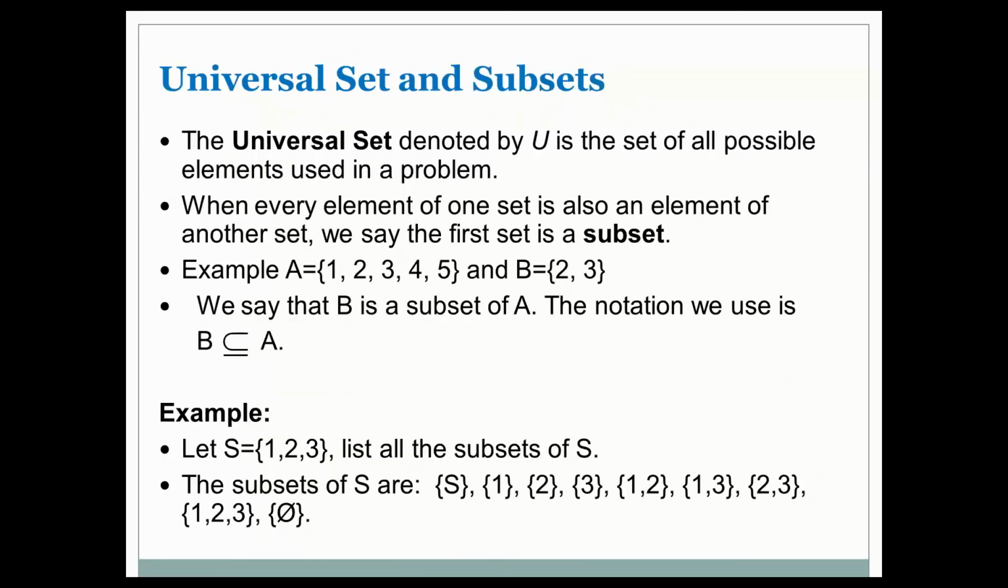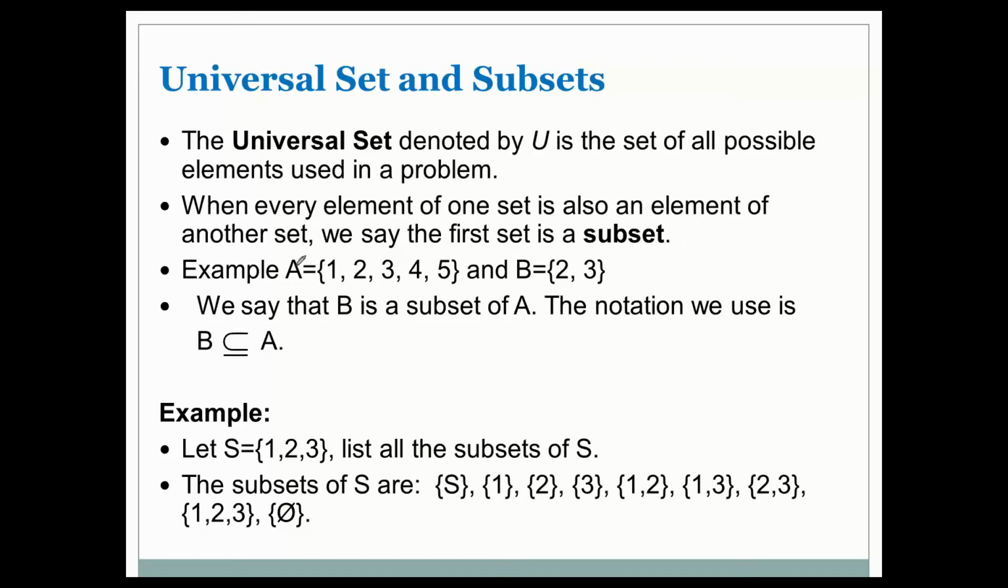Now we have universal sets and subsets. The universal set is denoted by U, for universal, and it's the set of all possible elements used in a problem. When every element of one set is also an element of another set, we say that the first set is a subset. So it's a small group that comes out of the universal set, or of another set. Anything that has only elements of another set is going to be a subset.